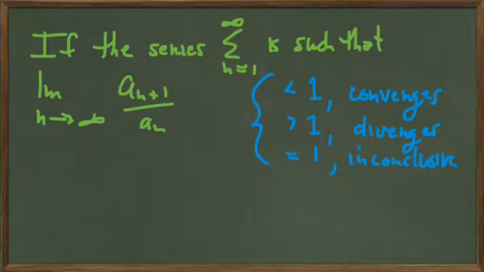So the ratio test is kind of similar to the root test in that less than 1 means converge, greater than 1 means diverge, equal to 1 means inconclusive, but what we're looking at here is the limit of the ratio of the later term in this series to the term just before it. So let's take a look at the other series that we started with, that had the factorial in it, n equals 1 to infinity of 2^n over n factorial.